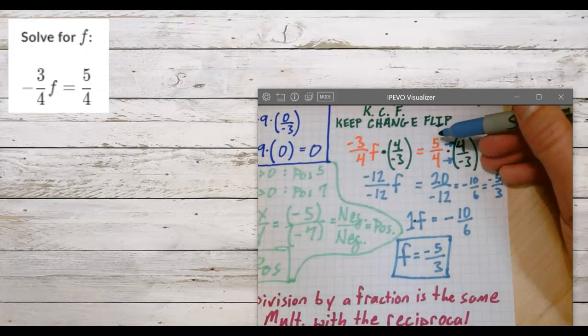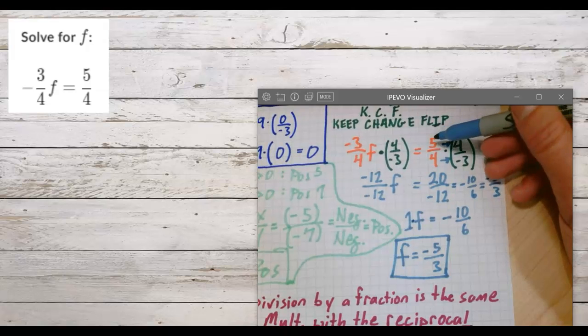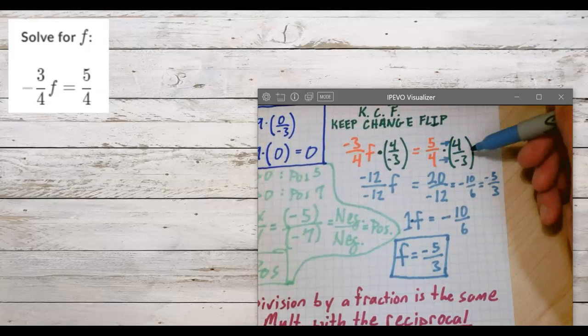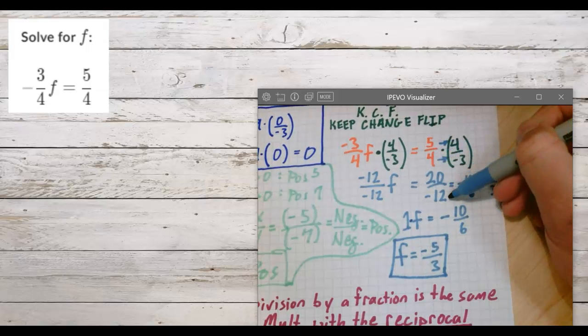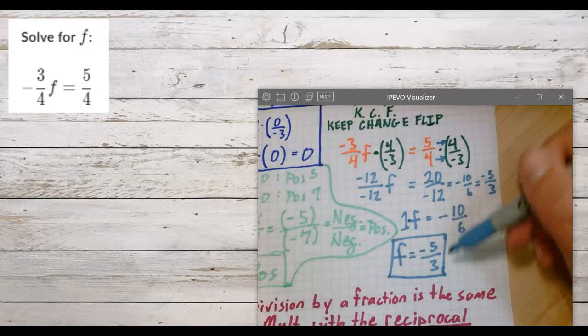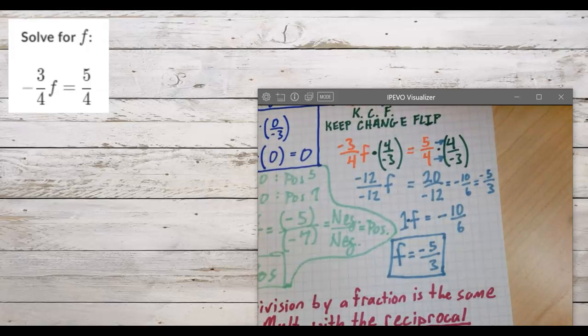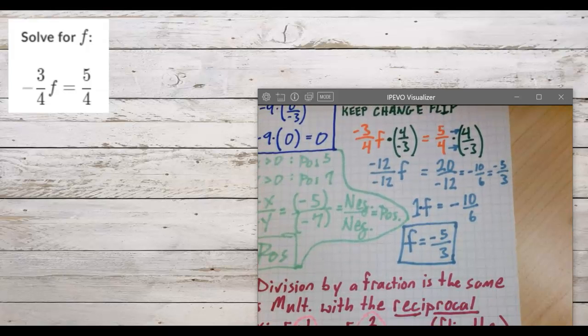Multiplying fractions is easier, not easy, but easier than adding fractions. We go straight across the top, straight across the bottom. 5 times 4 is 20. 4 times negative 3 is negative 12. We reduce and can move the negative to the top of the fraction if we want. Are there any questions on that problem?